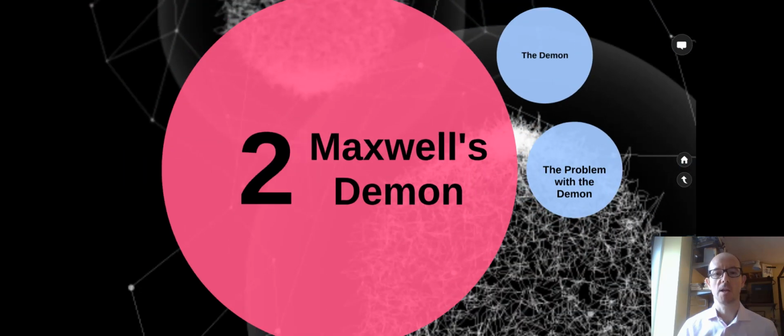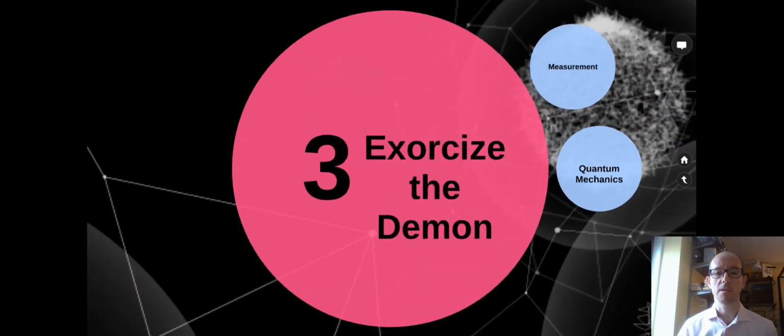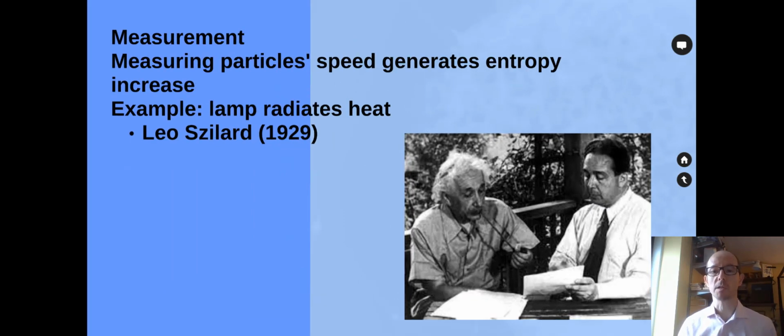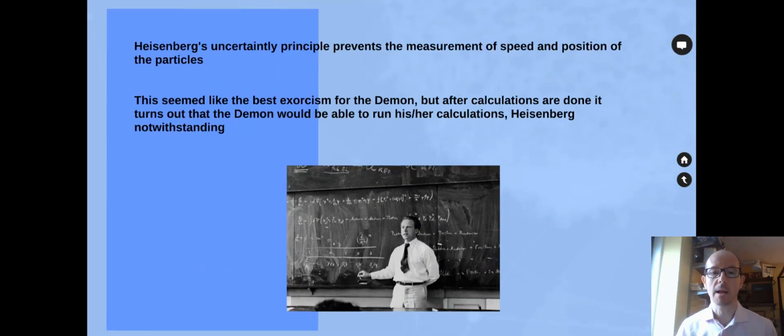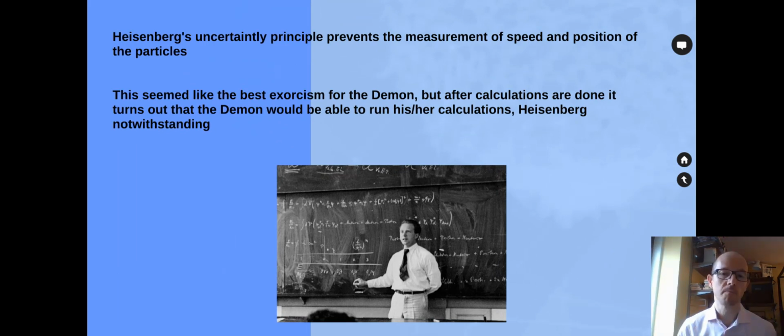One of the first attempts to exorcise the demon was to concentrate on the measurements. So Leo Szilard in 1929, and he is the person on the right here in the photo, he said the measurement will necessarily dissipate heat into the environment. One example could be to use a lamp to illuminate the particles. The lamp would radiate heat. This turned out to be not necessarily the case. So you could build the system in a better way that does not dissipate as much.